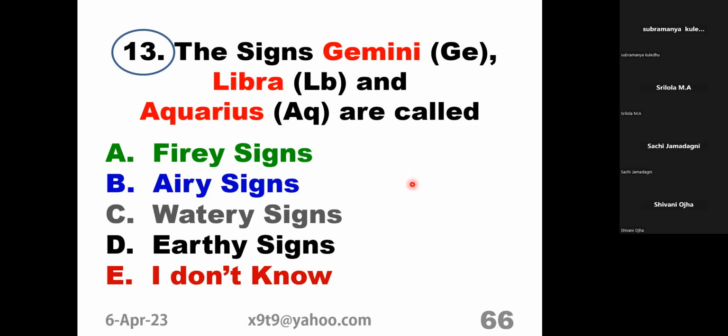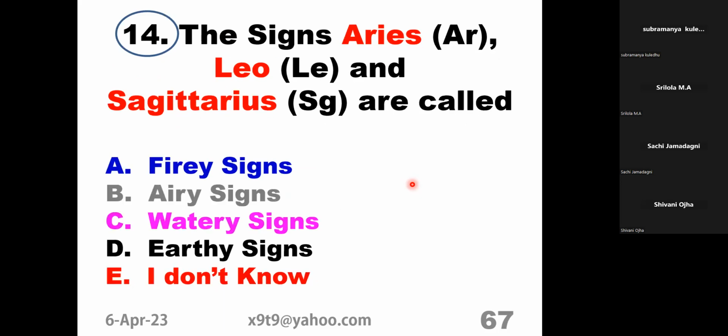The signs Gemini, Libra, Aquarius are called what type of signs? Vayu Tattva. Because from Aries or Mesha, we write Agni, Prithvi, Vayu, Jala. Like that we will write. Signs Aries, Leo and Sagittarius are called what type of signs? Agni Tattva. So they are fiery signs in English.